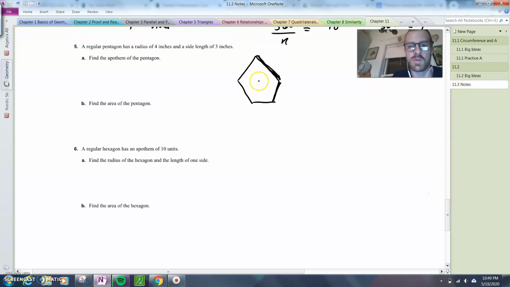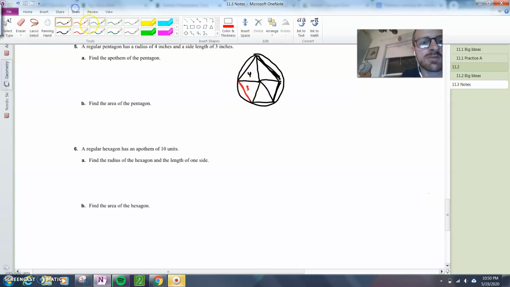The radius, remember, if we think of this having a center and it being inscribed in a circle, the radius is 4. And then a side length, let's do that here, is 3. And I'm actually going to draw all the radiuses here. I think it's helpful. Again, I'm sorry for the picture. So we got that information. We need to find the apothem.